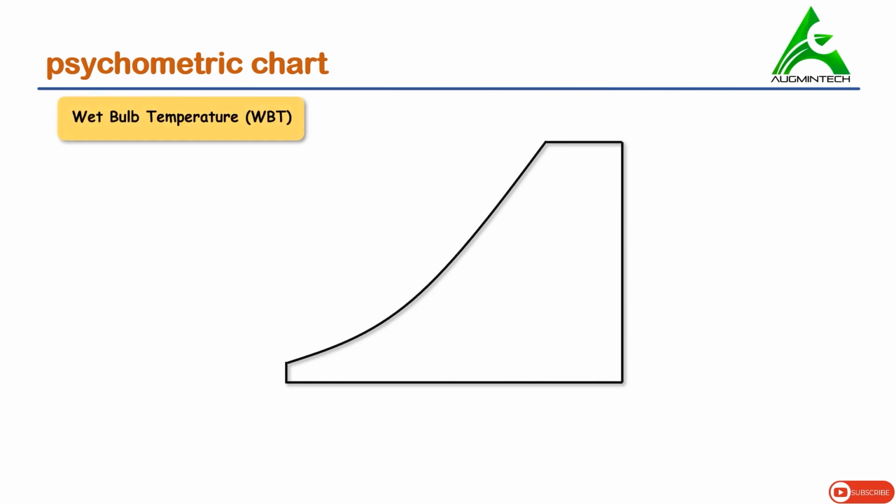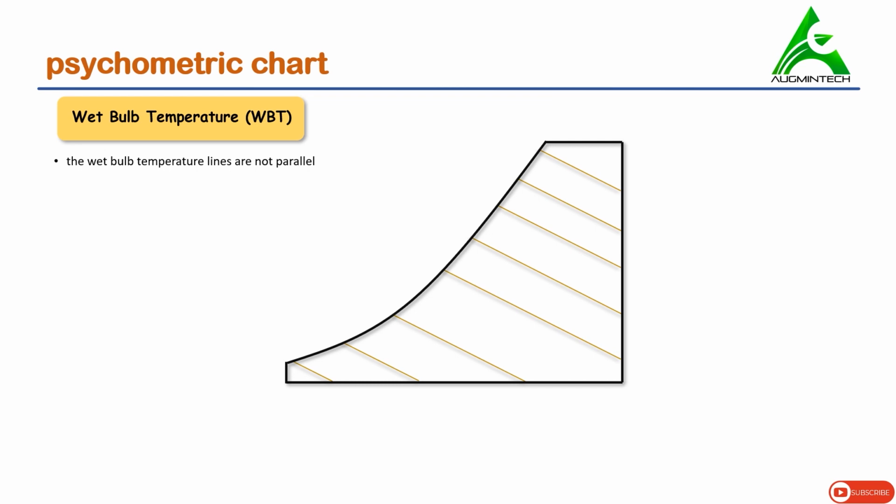Wet bulb temperature. These are the lines that show wet bulb temperature in psychrometric chart. The wet bulb temperature lines are not parallel. Also, the spacing of the wet bulb lines is not uniform. You can see in the psychrometric chart, these lines are not equally spaced. Instead, there is an irregularity of distance between the lines of wet bulb temperature.